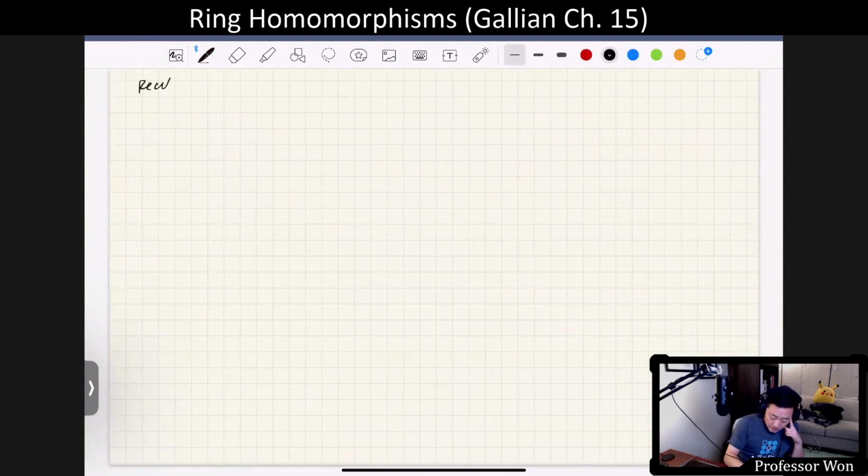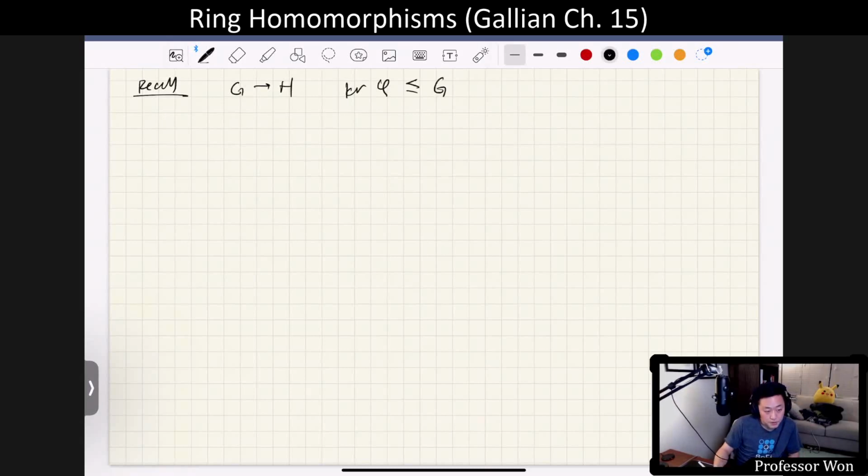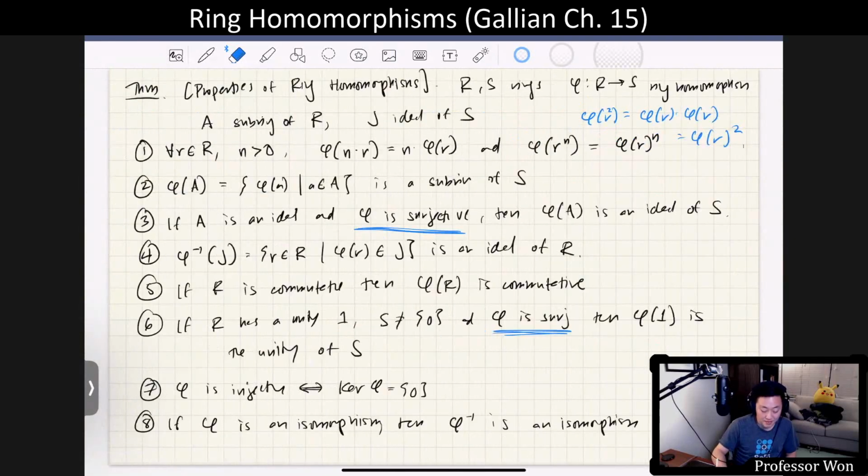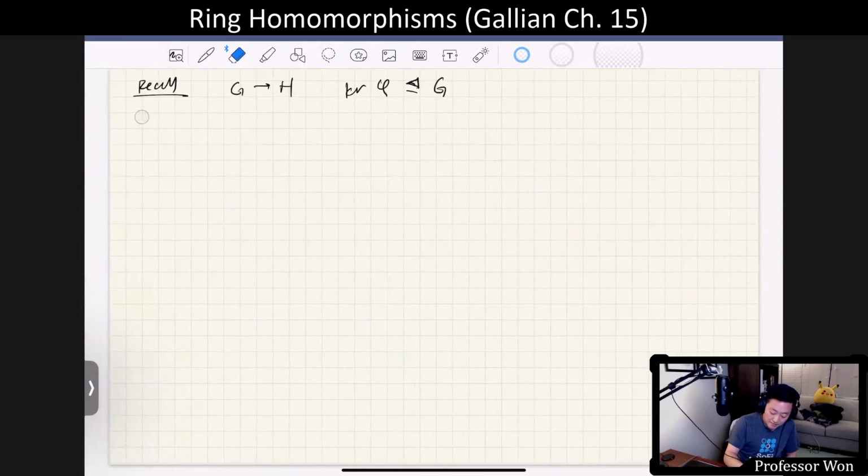Okay, another thing to recall is that in group theory, if you have a group homomorphism from G to H, the kernel of phi was a subgroup of G. It's one of the first things we proved, but it was in fact more. It was actually a normal subgroup of G. So we could ask, what about the kernel of a ring homomorphism? We saw that the image of a ring homomorphism is going to be a ring, a subring of S. It's not necessarily an ideal, right? That's basically what 3 says. So the image of a ring homomorphism is just a subring of the codomain. But you could ask, what about the kernel? So let's state that theorem.